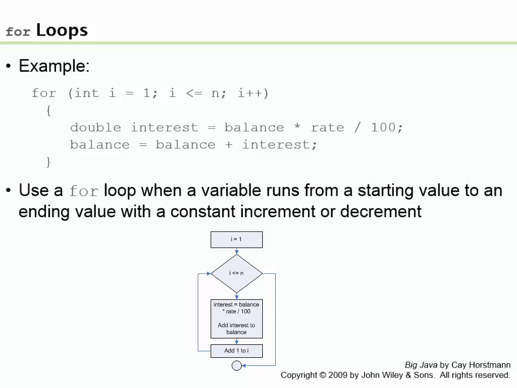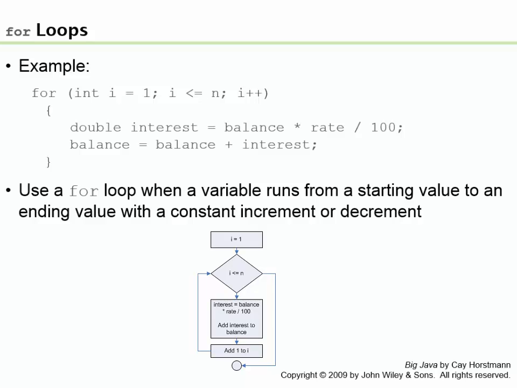Next, we test the condition. Since we're doing a condition, we use the diamond symbol. And we say while i is less than or equal to n, which is the number of periods we're going to apply the interest for. So n must be defined outside of this code snippet.